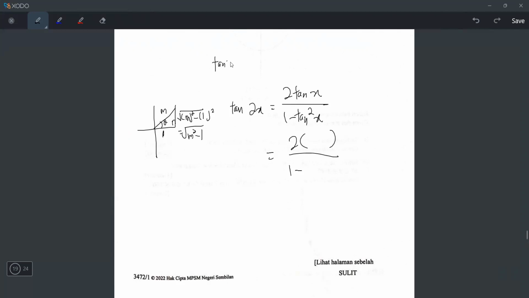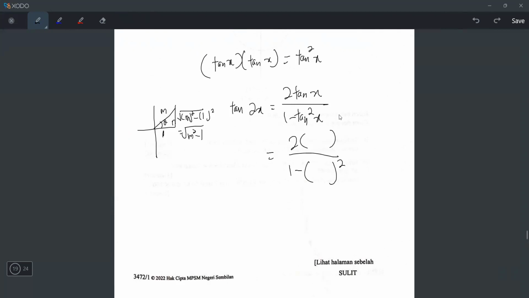Tangent square x means tangent x times tangent x. But when you take tangent x times tangent x, we don't write tangent x square like this. It's wrong. We don't write the square here. We will write the square here. It means tangent square x is actually tangent x to the power of 2. Right? It means if I just put tangent x here, then I get the answer already.